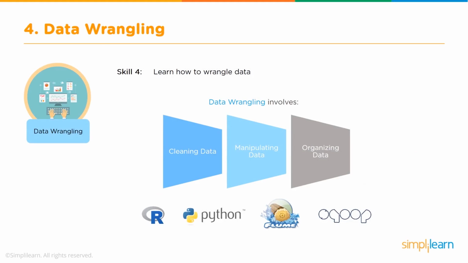Skill number 4, data wrangling. Learning how to wrangle data. Data wrangling involves cleaning data, manipulating data, and organizing the data. Some of the tools that are used are R, Python, Flume, and Scoop.